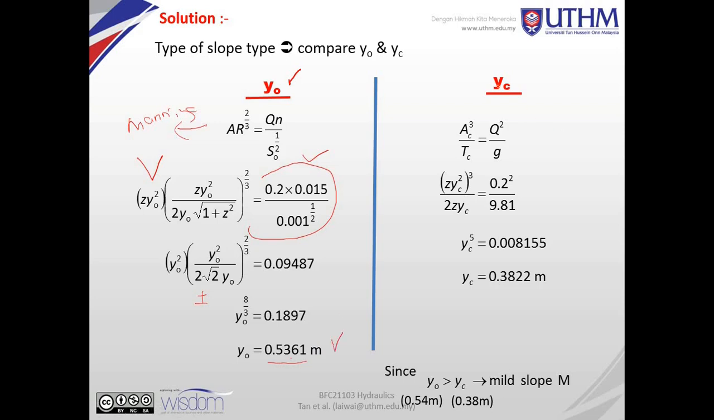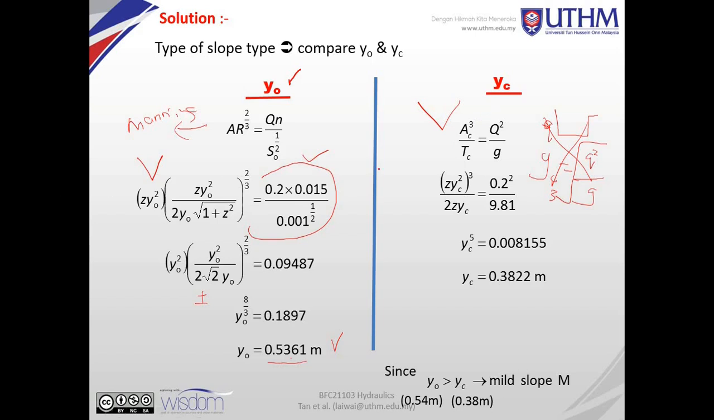So to calculate yc, we need to use the general formula for the other shape. Don't use this formula, because this formula, yc equals the cube root of small q squared divided by g, is only used for rectangular. So this formula cannot be used in this example because our shape is triangular. So use the general formula to calculate the critical depth for triangular.